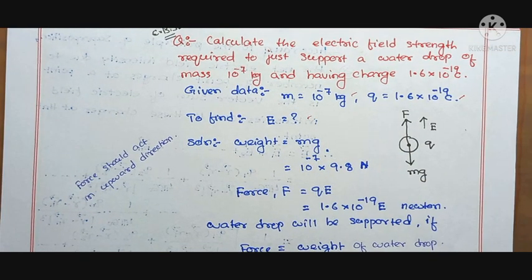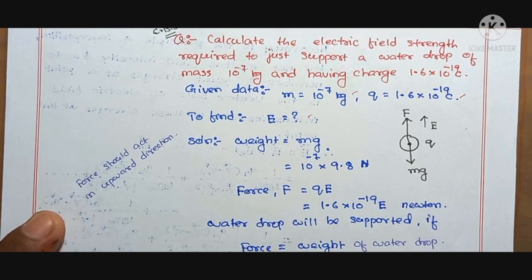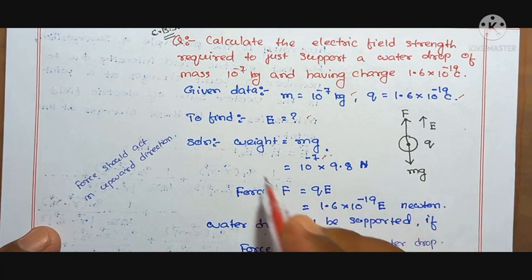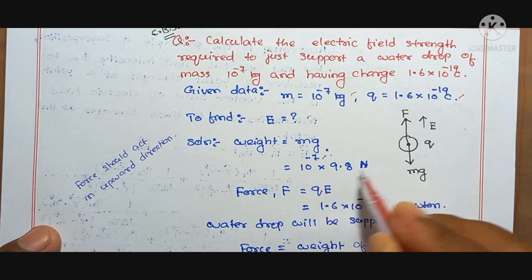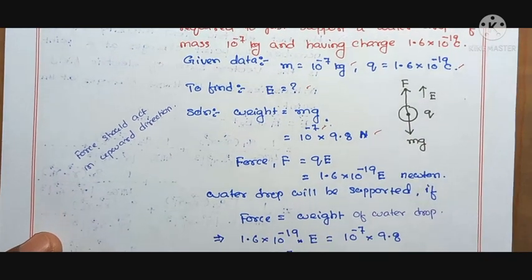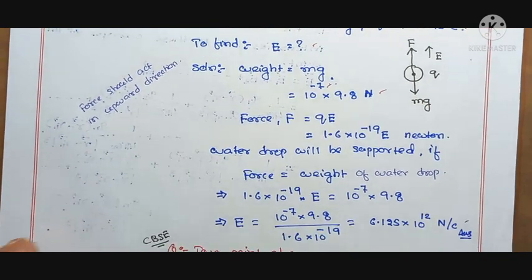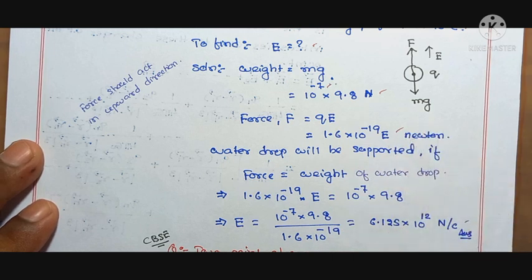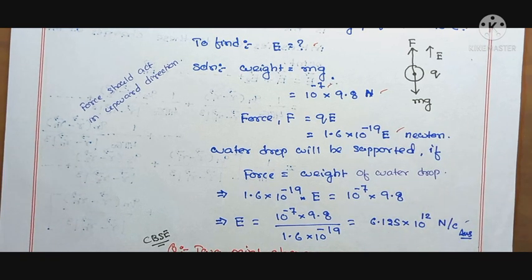So weight of the water drop, it is acting vertically downward, so that weight is equal to mg, where m is the mass of the water drop and g is the acceleration due to gravity. So mass is given 10⁻⁷, acceleration due to gravity is 9.8. So weight in total is in Newton. F is equal to QE, where charge Q is given 1.6 into 10⁻⁹, and E is equal to E. It is also Newton.